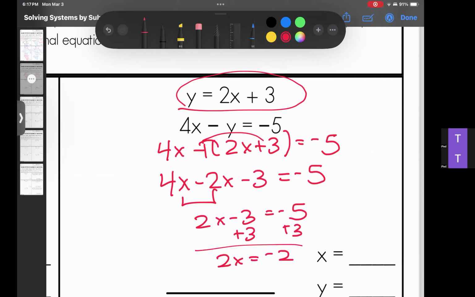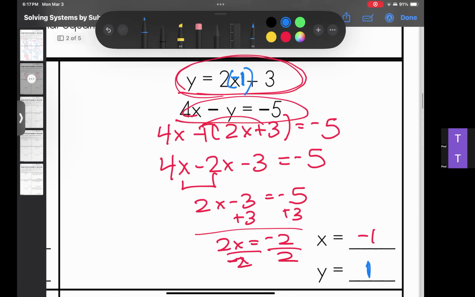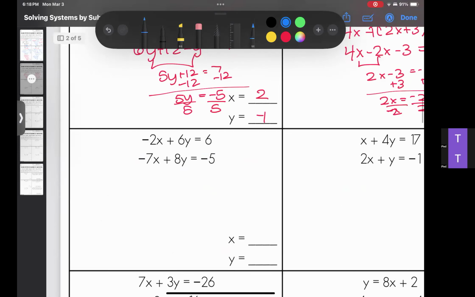2x is equal to negative 2. Divide both sides by 2. X is equal to negative 1. We're going to put it in this one, which we haven't used yet. So I'm going to take out my x and put in a negative 1. 2 times negative 1 is negative 2, plus 3 is 1. So when x is negative 1, then y is 1. And if I plug that in, I'm going to see that they are balanced. If I put my 1 here, 2 times negative 1 is negative 2, plus 3 is 1. They are a balanced pair.